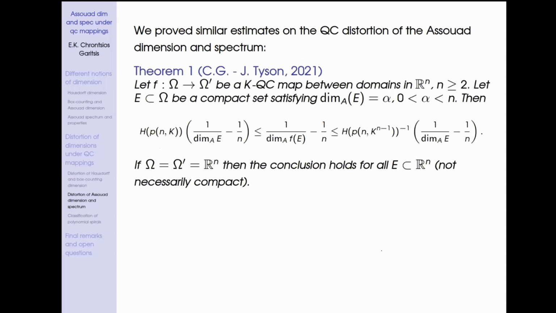We proved similar estimates now for the Assouad dimension and spectrum under quasiconformal distortion. Namely, for the Assouad dimension, we showed that if we have a K quasiconformal map between domains in Rn, and E is a compact set satisfying Assouad dimension equals alpha, again, the estimate is identical, meaning that wherever we had box dimension before, now we have Assouad dimension. And in fact, if omega is equal to omega prime equal to Rn, the conclusion holds for all E, not necessarily compact.